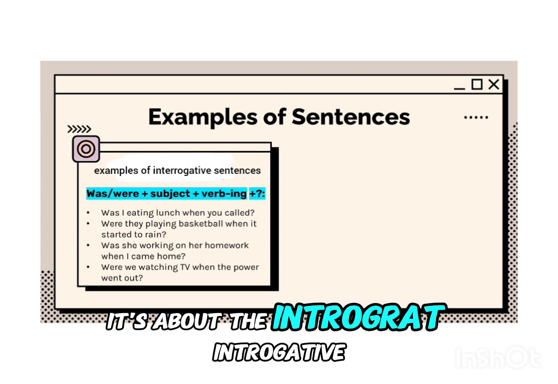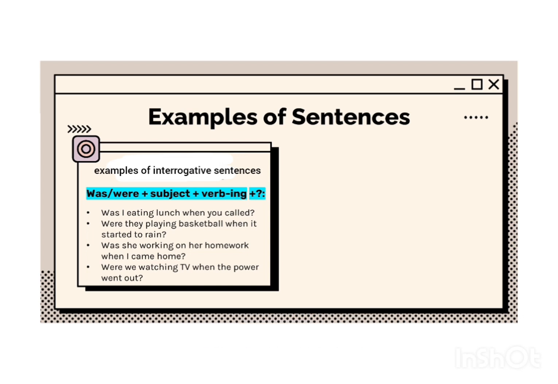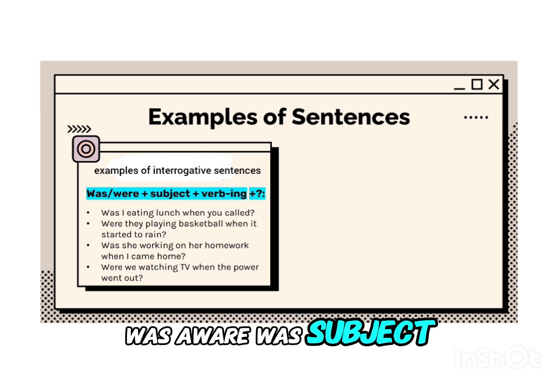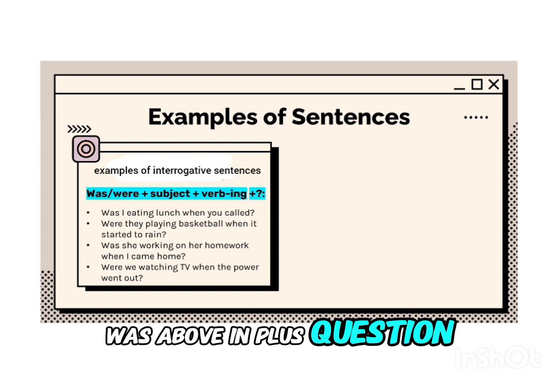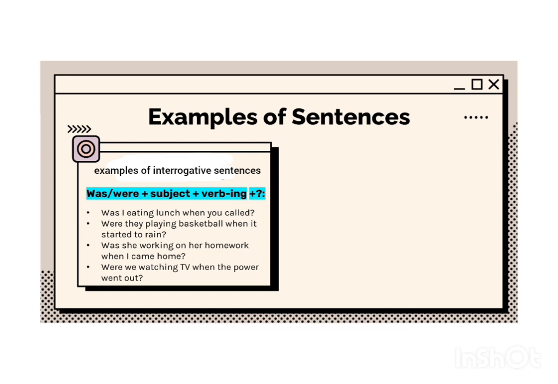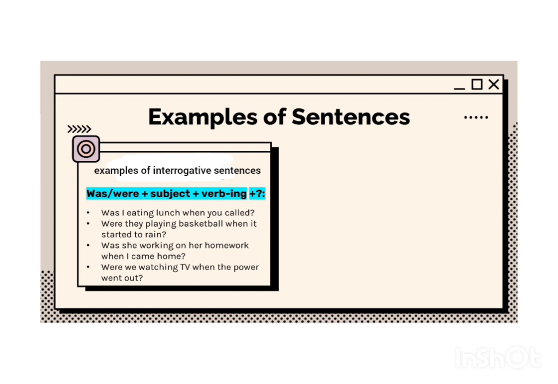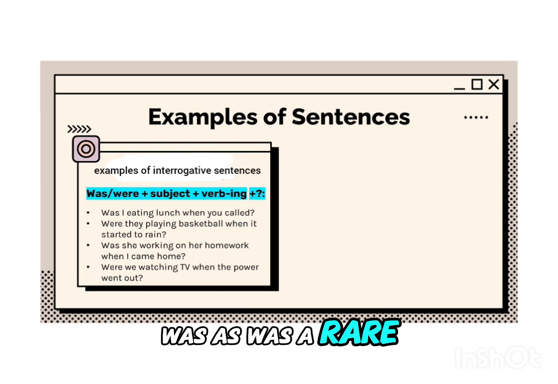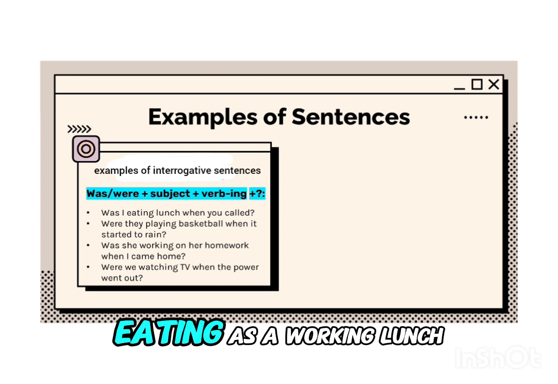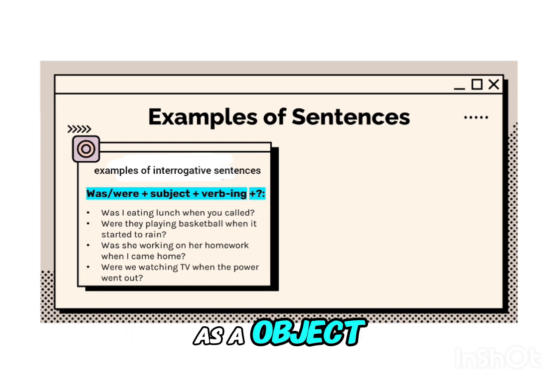It's about the interrogative sentences. Was or were plus subject plus verb ing plus question mark is the formula of these interrogative sentences. For the example: was I eating lunch when you called? Was as was or were, I as a subject, eating as a verb ing, lunch as an object, when you called as a complement.